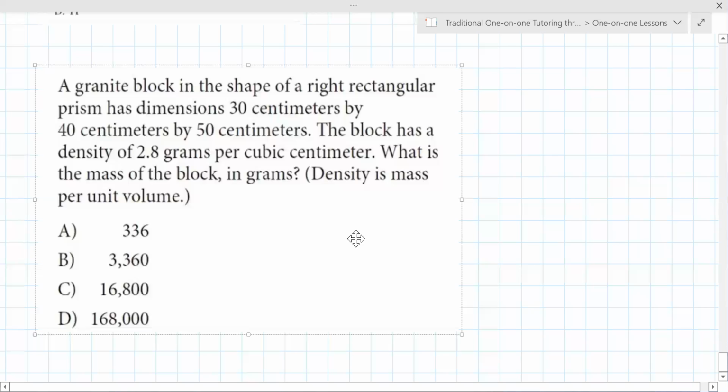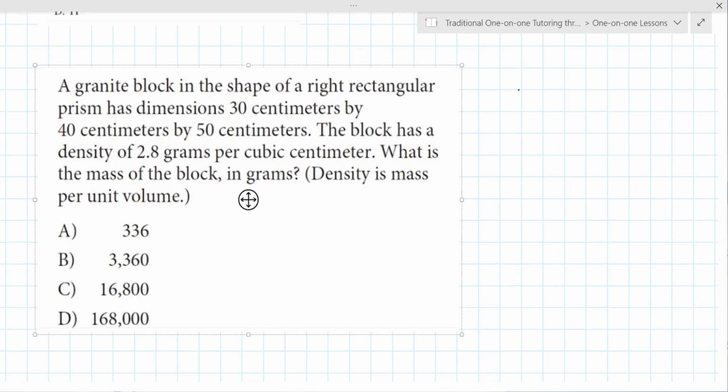So I'll read it. A granite block in the shape of a right rectangular prism has dimensions 30 centimeters by 40 centimeters by 50 centimeters. The block has a density of 2.8 grams per cubic centimeter. What is the mass of the block in grams? Density is mass per unit volume. Is there anything in there that you did not understand that we should cover?